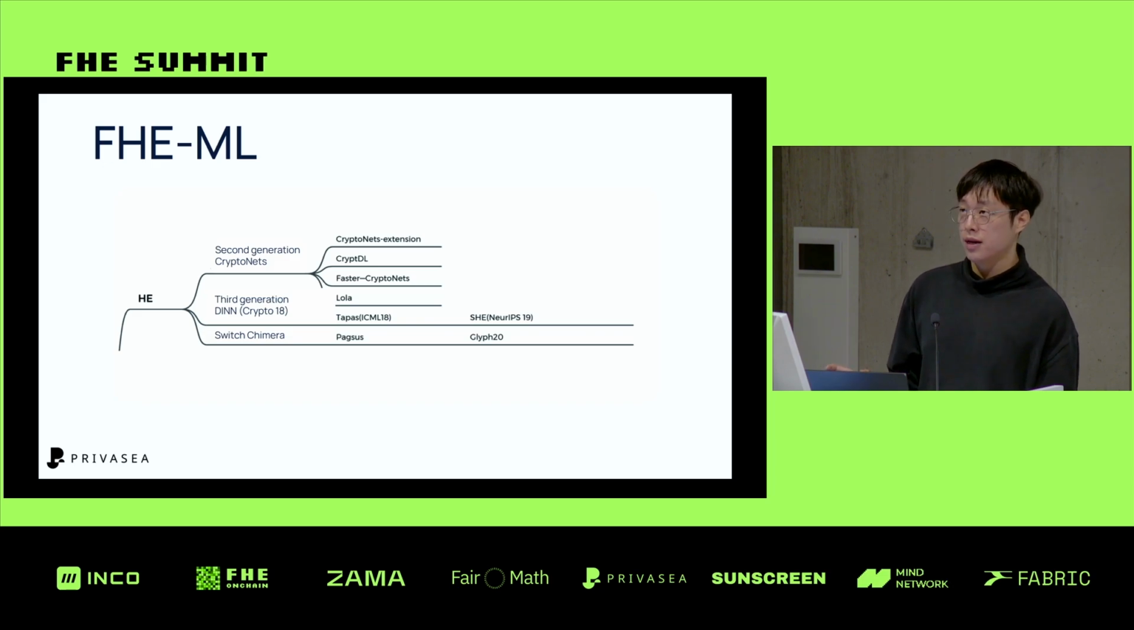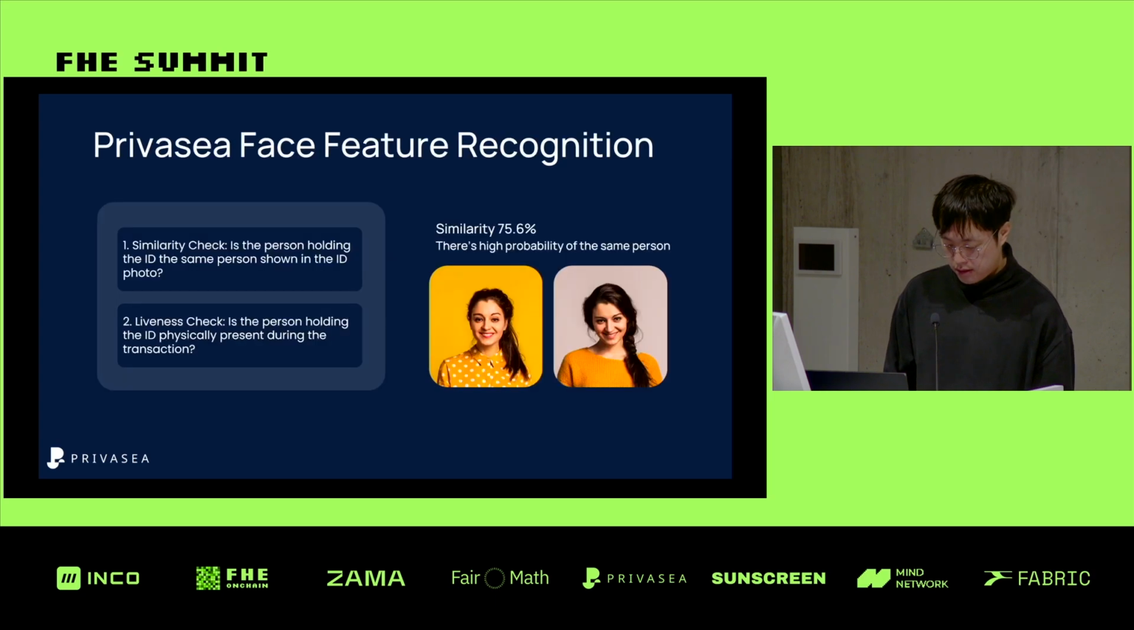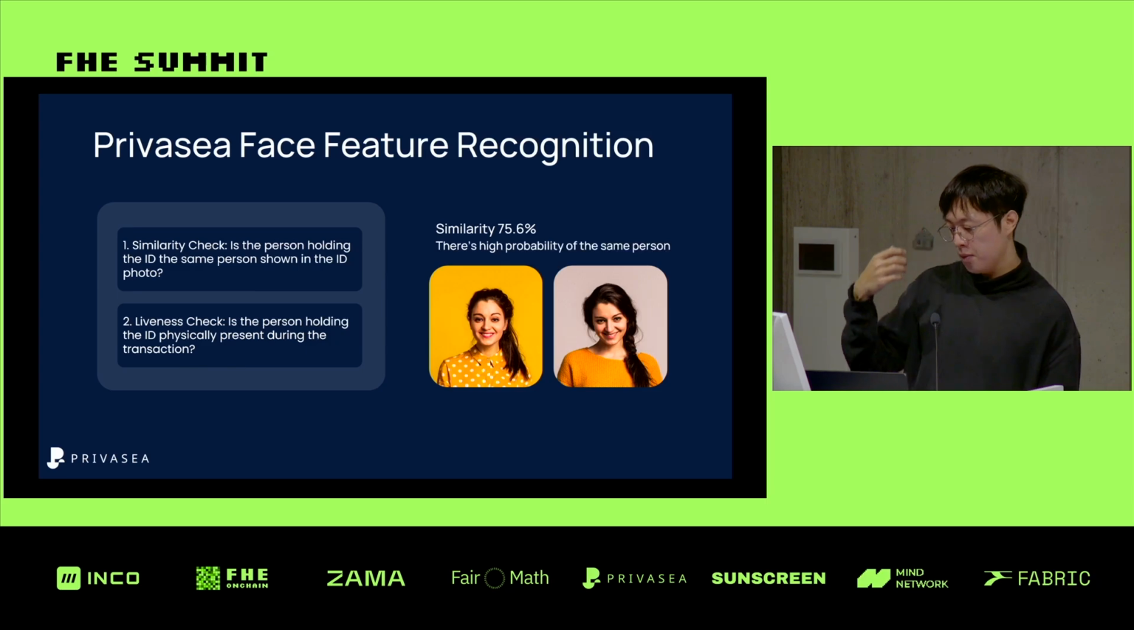So there is also a new type of solution. The new type of solutions is called switch. We can switch between the wordwise scheme and bitwise scheme, like Chimera, Paxos, and Glyph. However, I think we also solve these problems in some other way. So let's take a look at how Privasea solved these two problems.